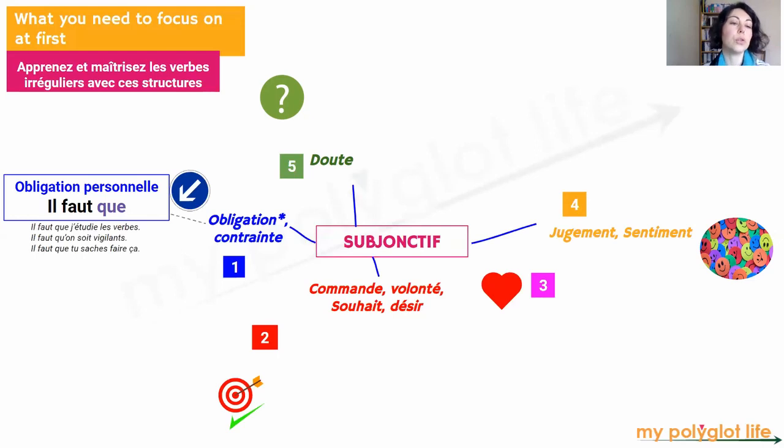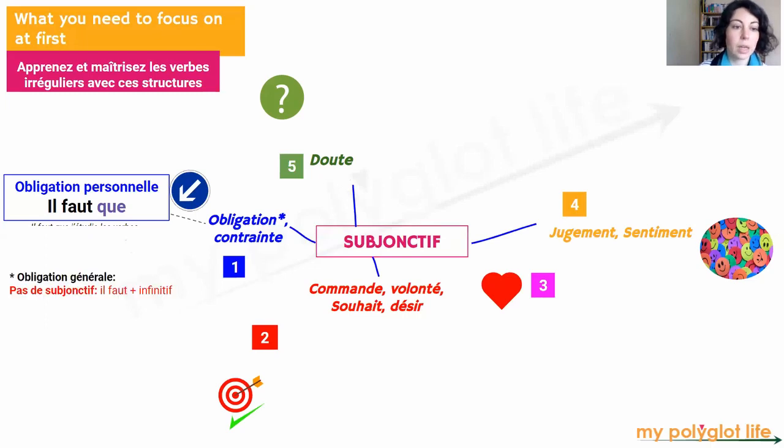Got a few examples. Il faut que j'étudie les verbes, il faut qu'on soit vigilant, il faut que tu saches faire ça. And il faut, it will always start with il faut. There's no other conjugation with je, tu, or any other. It's always il faut que. One has to do this, one has to do that.